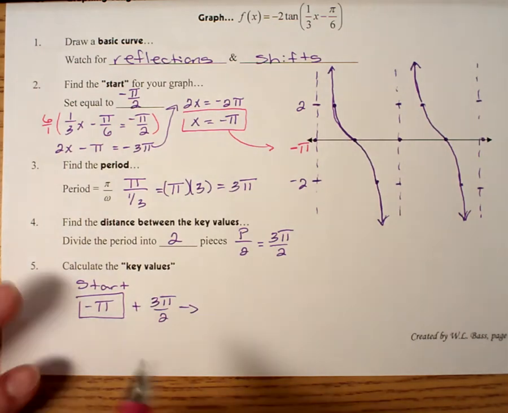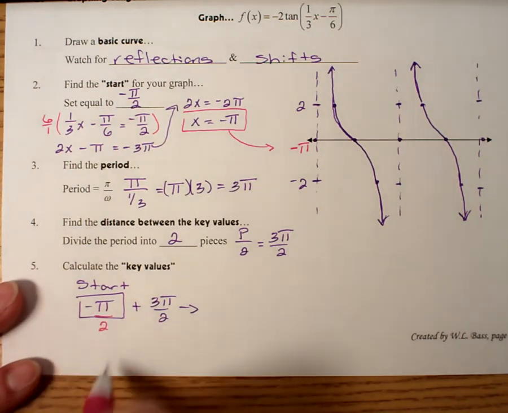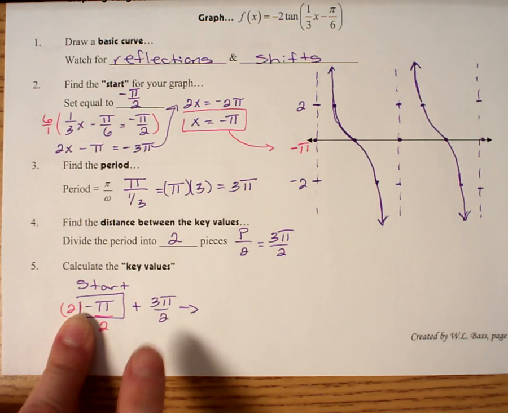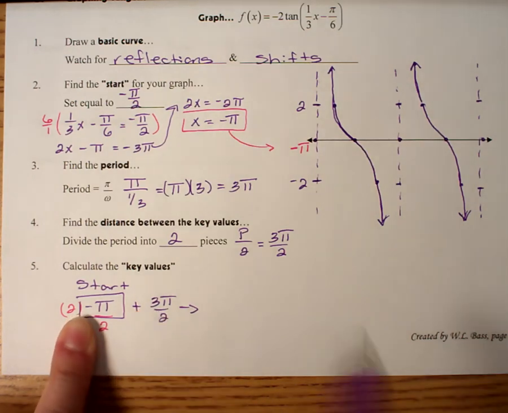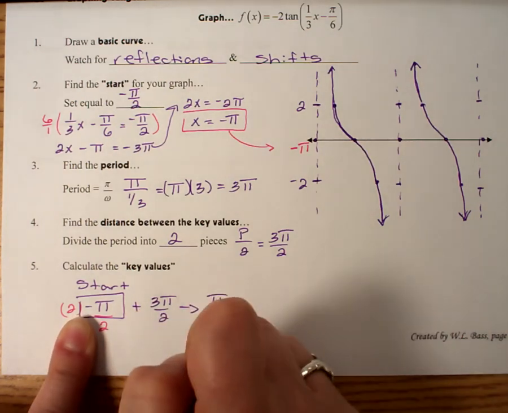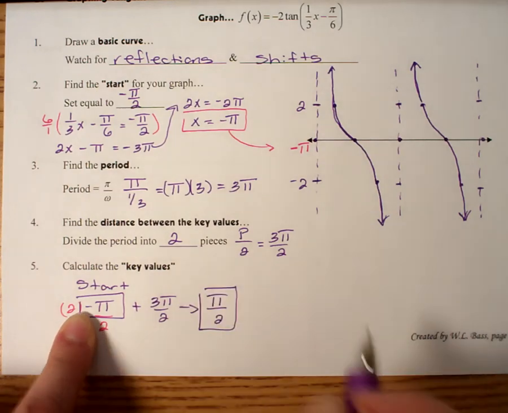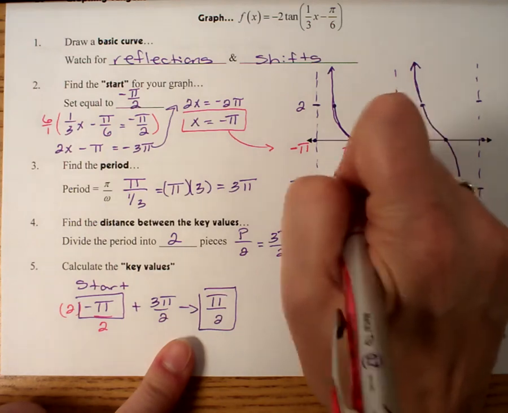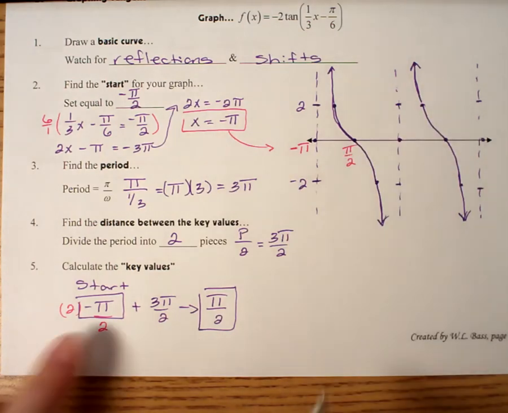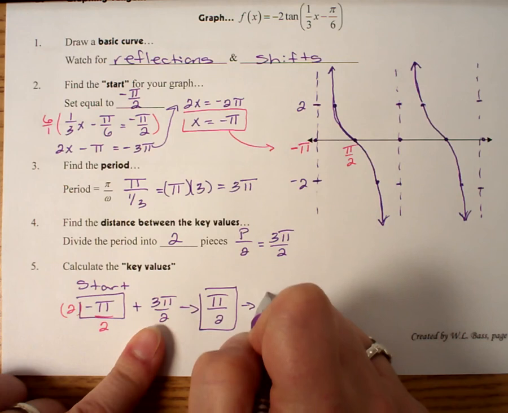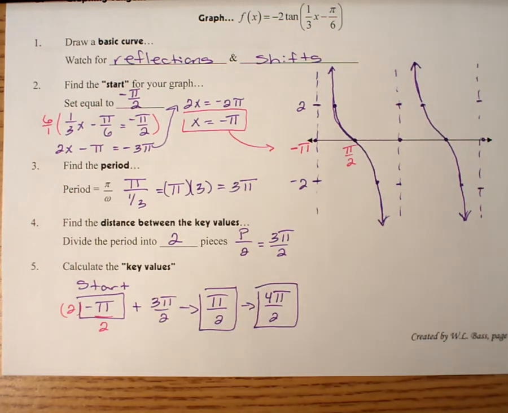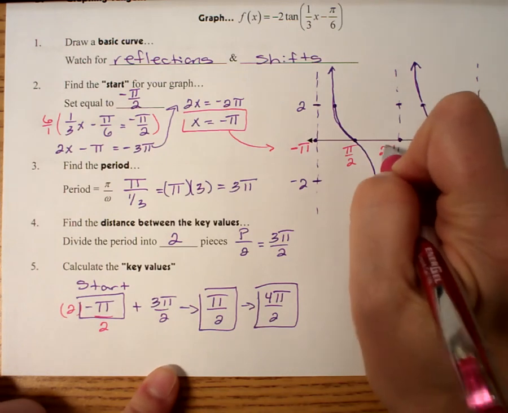Now we don't have common denominators, so I can visualize this as over 2. But of course, if I multiply the denominator by 2, I have to multiply the top by 2. So negative 2π over 2 plus my 3π over 2 lands me at π over 2 for my next point. Of course, I can put that up here on my graph if I would like. I can put my π over 2 right here. I can add my 3π over 2 again, and I'm going to get 4π over 2. Of course, for my graph, I want to reduce that and write that as a 2π.